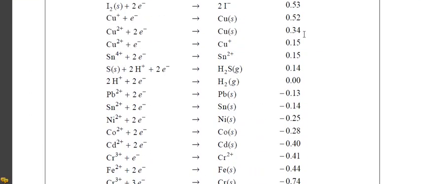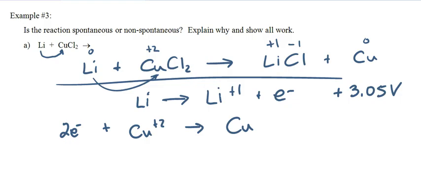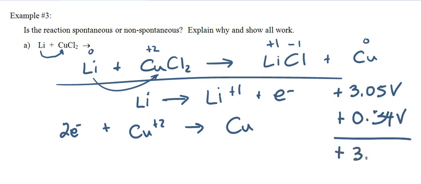Copper, here we go. When copper plus 2 is changed into solid copper, it has a positive voltage of 0.34. So when it's reduced, and that's what's happening, a positive 0.34. So this is definitely going to happen. So we have a positive 0.39 voltage. So yes, this reaction most definitely will occur.